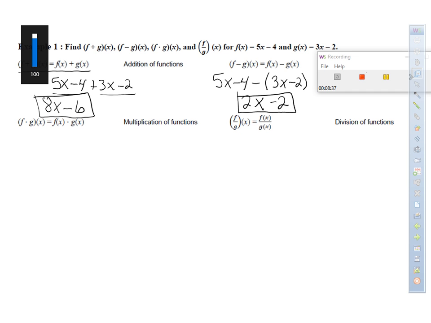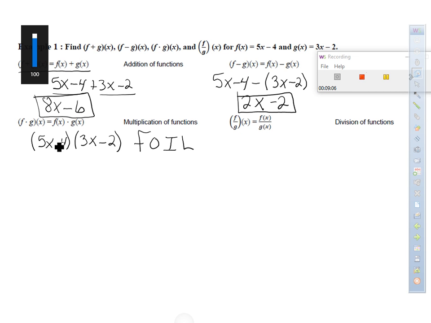So guys, we've done it before. It just looks different. The notation's a little bit different. F times g of x means f of x times g of x. Here's what this means. I've got 5x minus 4 times 3x minus 2. Guess what we're going to do to these? We're going to FOIL them out.